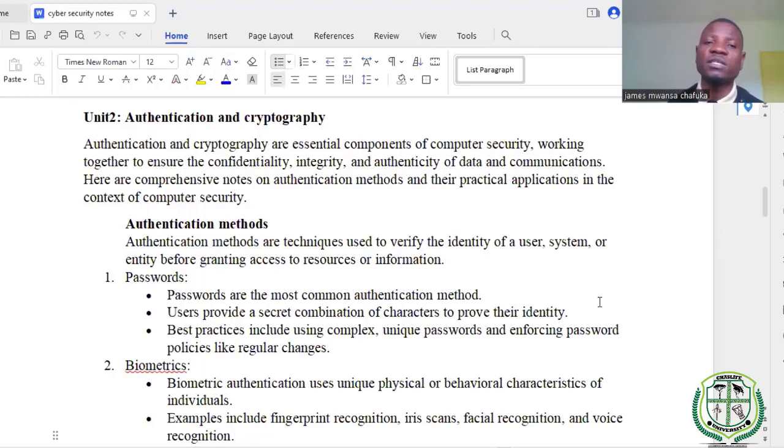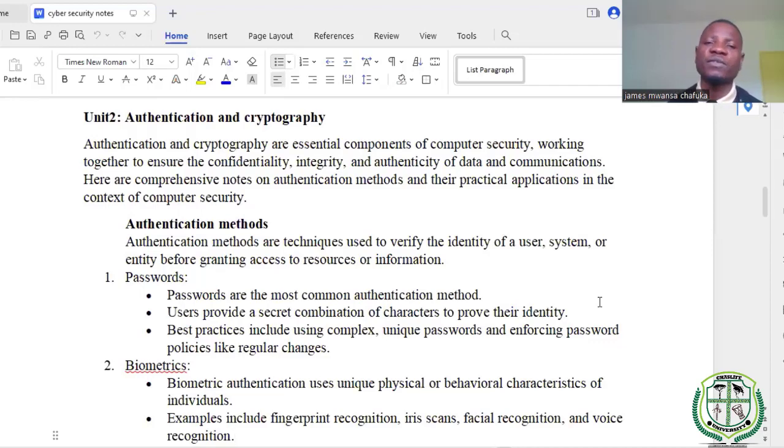that passwords are the most common authentication method. So if you put a password on something, it means that you are applying authentication. Anywhere you put a password, it means that you are bringing the aspect of authentication. Anywhere you have actually put a password, it means that this is part of authentication, which is also very much important.